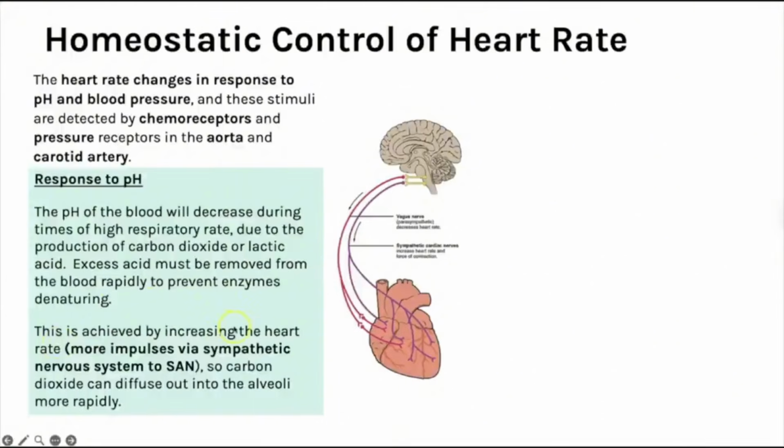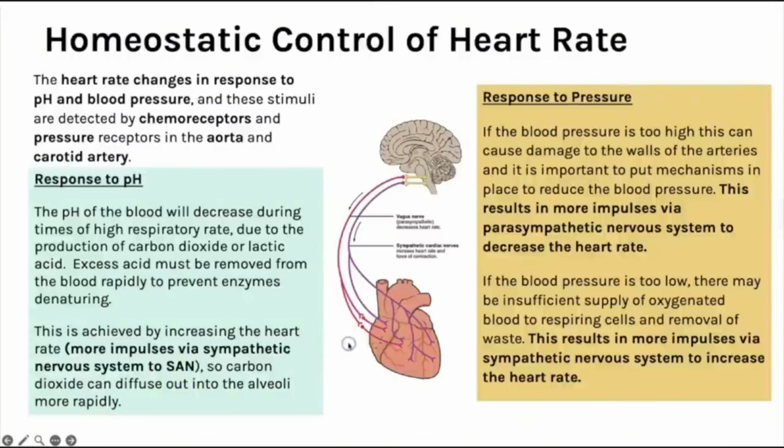So this is achieved by increasing the heart rate so that carbon dioxide will get to the alveoli and diffuse out via gas exchange more rapidly. So that means there needs to be more impulses via the sympathetic nervous system to the SAN to make that natural pacemaker, the SAN, fire more rapidly.